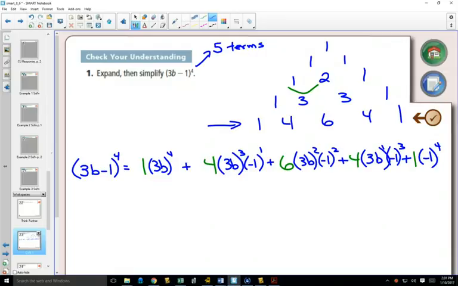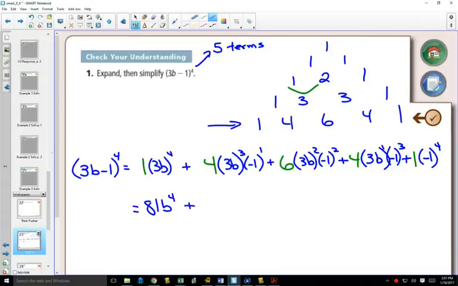Then to simplify it, we need to follow our order of operations. We'll do our exponents first. What happens when I have 3b to the power of 4? Well, that power of 4 goes to the 3. 3 to the power of 4 is 81. b to the 4.